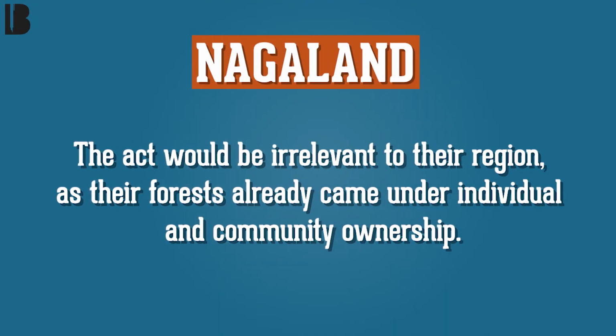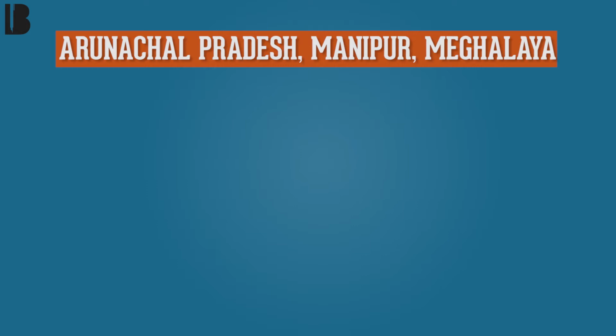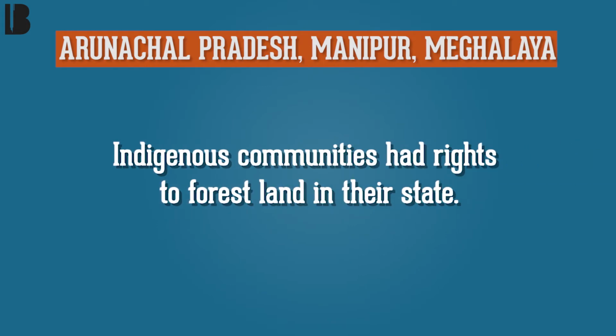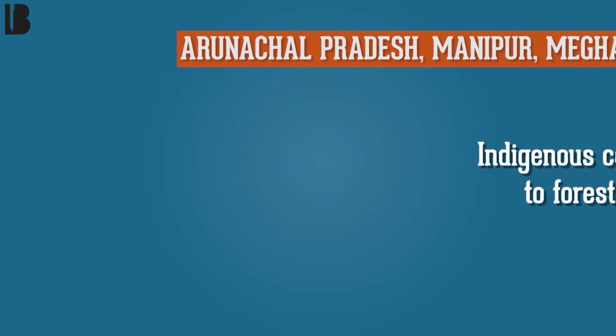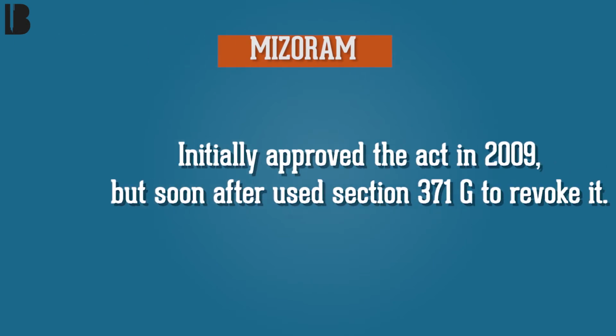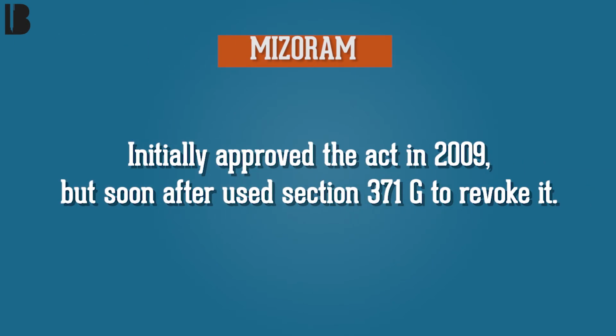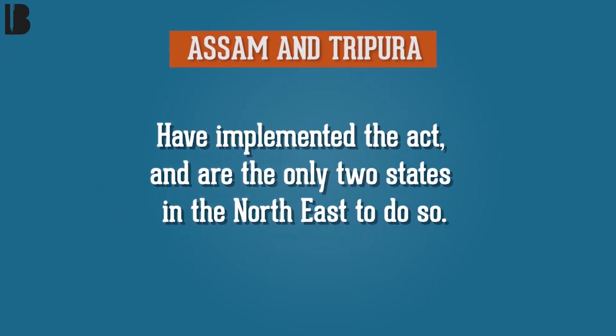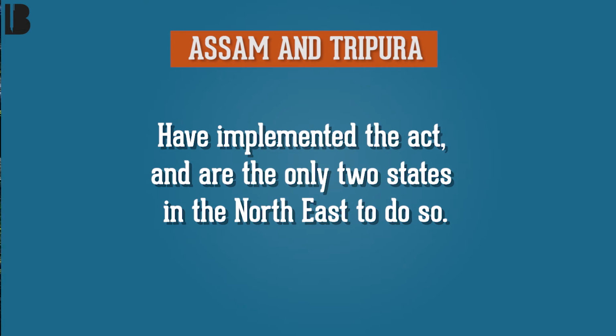Consequently, both states have used the special powers granted to them to revoke the Forest Rights Act. Nagaland's government stated that the act would be irrelevant to their region, as their forests already came under individual and community ownership. Arunachal Pradesh, Manipur and Meghalaya cited similar reasons, stating that indigenous communities had rights to forest land in their state. Sikkim claimed that its scheduled tribes do not depend on a forest livelihood and there are no traditional forest dwellers in the region. Mizoram had initially approved the act in 2009 but soon after used Section 371G to revoke it. Assam and Tripura have implemented the act and are the only two states in the northeast to do so.